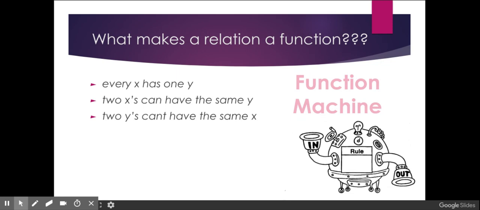So what makes a relation a function? Every x has one y. Two x's can have the same y, but two y's will not have the same x. So whatever we put in here, let's say we put a 2, if we get out a 3, that means every time we put 2 into the machine, we will get out 3, never something different. Let's say we put in a 1 and we get out a 3, that's still a function, that's okay. We put in something different and got out the same thing, but we didn't put in a 2 and get a different number.